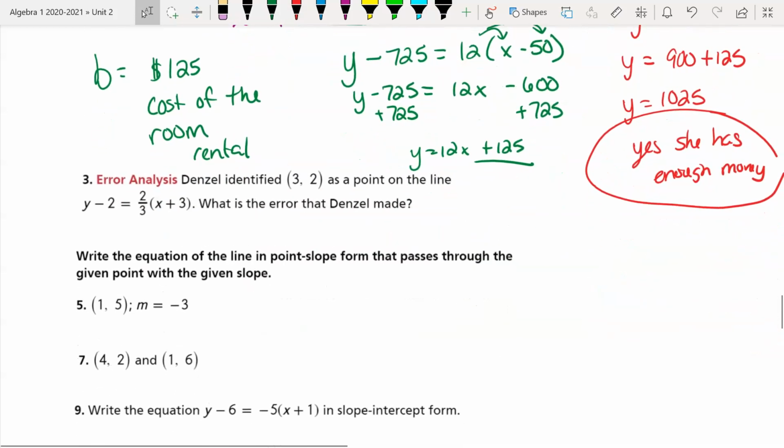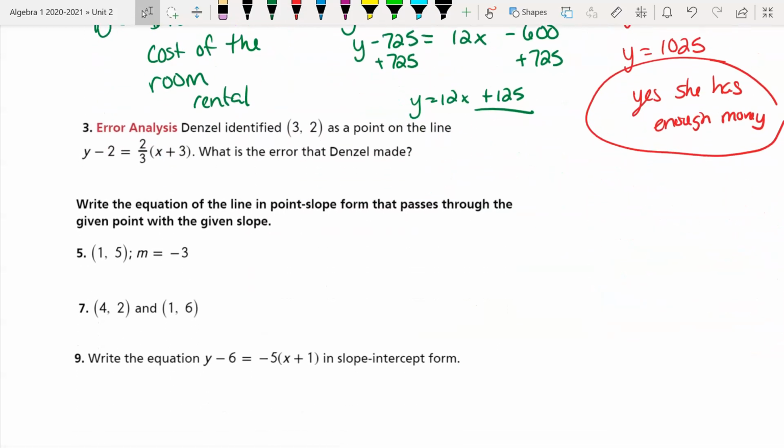So very end here, we're just going to kind of review everything. Denzel identified 3, 2 as a point on the line. Y minus 2 equals 2/3 times x plus 3. What's the error he made? Hopefully you can kind of pick it out. We're supposed to use opposite signs for our point, so it should be -3, 2.